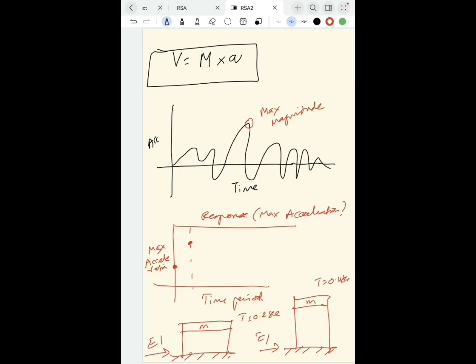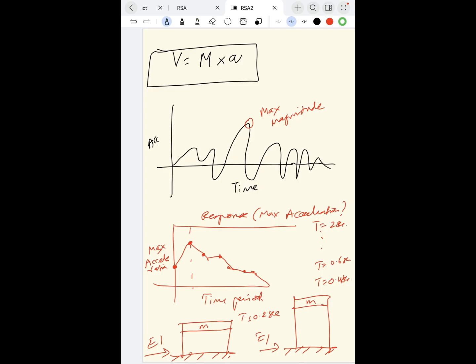Now, by changing this time period from 0.6 seconds to almost 2 seconds, we'll get the response of this structure for an earthquake of E1. Similarly, for any single degree of freedom building for an earthquake E1, we can get the maximum acceleration by using this graph. This is nothing but the response spectrum for that earthquake.